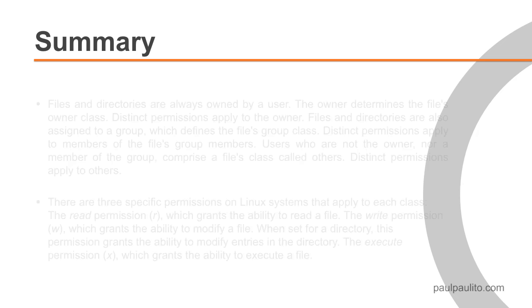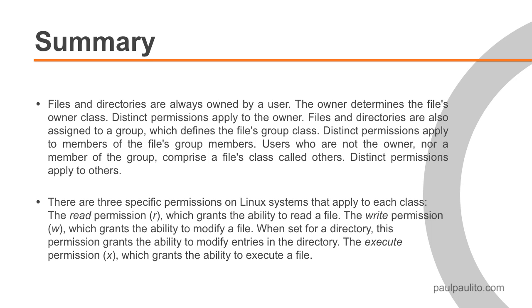Summary. Files and directories are always owned by a user. The owner determines the file's owner class. Distinct permissions apply to the owner. Files and directories are also assigned to a group, which defines the file's group class. Distinct permissions apply to members of the file's group. Users who are not the owner nor a member of the group comprise a file's class called Others. Distinct permissions apply to others.